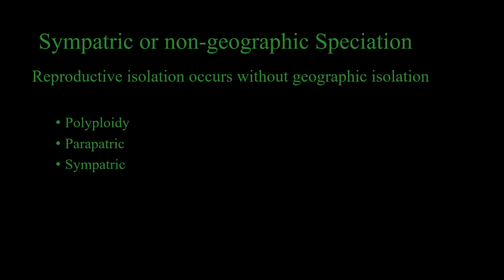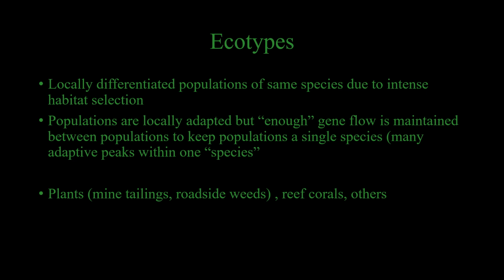Then we have this concept of ecotypy, where locally differentiated populations of the same species are essentially different due to intense habitat selection. This is very common on the tailing piles of mines in Britain, where there'd be a tin mine or a lead mine, and the slag that came out of that mine had flowers growing on it, but they were different from the flowers growing in the field.